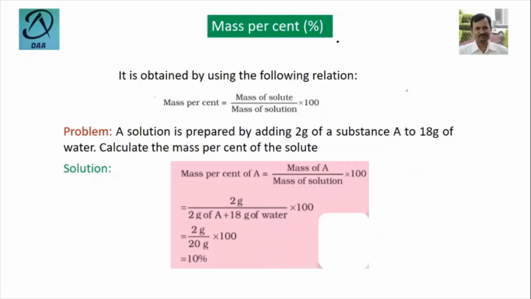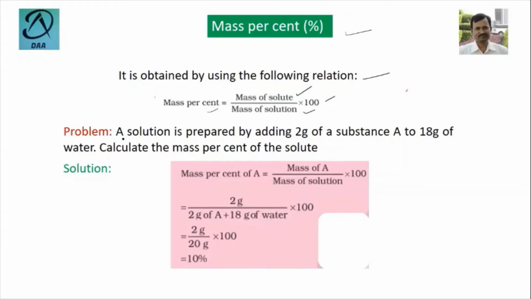Now we'll find out what the mass percent is. It is obtained by using the following relation. Mass percent is equal to the mass of solute multiplied by 100 divided by the mass of the solution.